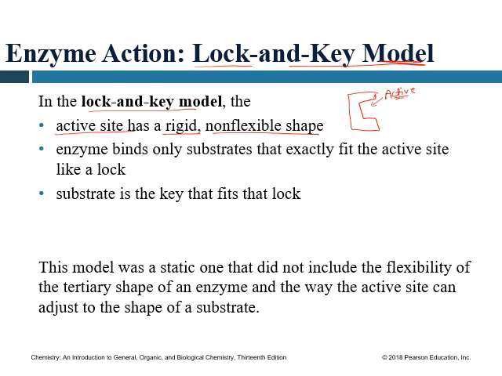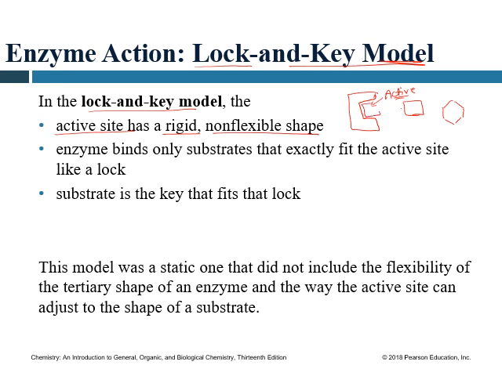So according to this model, this active site is non-flexible. If this is the shape of the active site, it remains the way it is. So if any substrate can fit, only, let's say I have two substrates, one is square and one is hexagonal, then what's the best substrate that can fit into the active site?